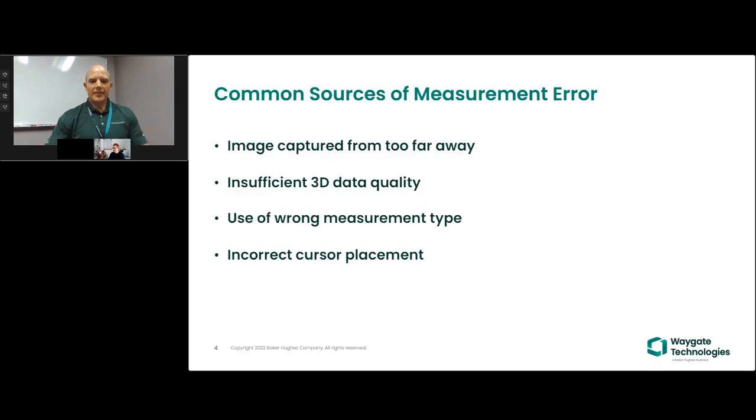So before I dive into the tip discussion, I wanted to revisit a slide that we showed in the last measurement webinar, listing some common sources of measurement error. Capturing the image from too far away is a very common problem. These are triangulation-based systems, and with any such system, the accuracy is going to decrease significantly as the tip-to-target distance increases. So one of the most important things you can do to improve accuracy is to get closer.